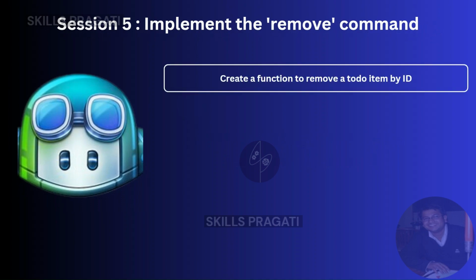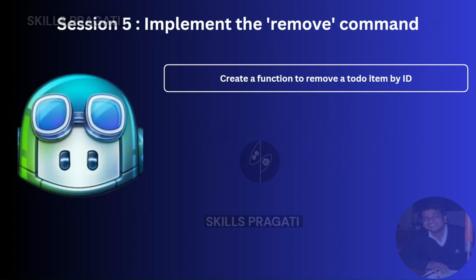The first task is to create a function to remove a to-do item by ID. This involves writing a Python function that takes the unique identifier, ID, of a to-do item and removes it from the list. The function will handle the logic for identifying the correct item to delete based on the provided ID.